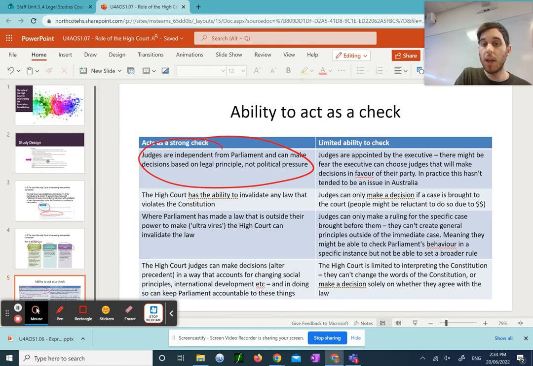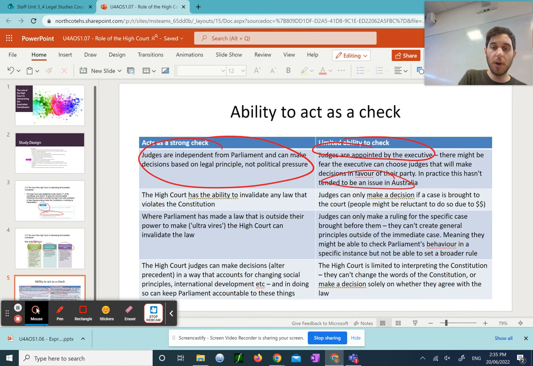On the other hand, judges are actually appointed by the executive. Judges are picked by the government when there's a new position open. And so technically, there might be some fear that the government can choose judges that will be biased in favour of them. That's a bit of a problem in America, but in practice in Australia, it hasn't tended to be too much of an issue. It tends to be fairly politically neutral.